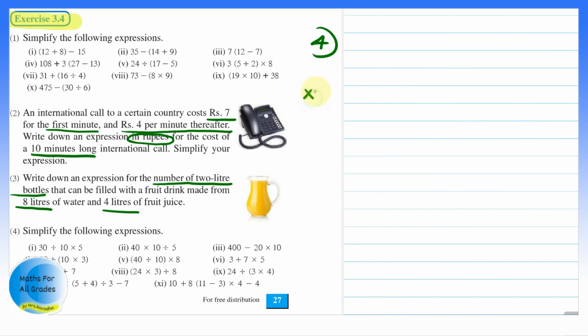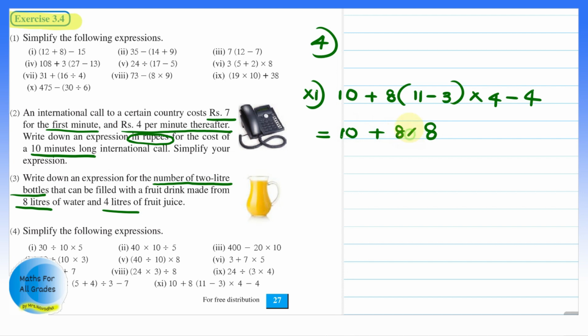Question number 11. 10 plus 8 times, bracket, 11 minus 3, close the bracket, times 4 minus 4. So let's do the brackets first. 11 minus 3 equals 8. 10 plus 8 times 8 times 4 minus 4. Now here you got two multiplications. You can do that multiplication at once, like 8 times 8 equals 64.